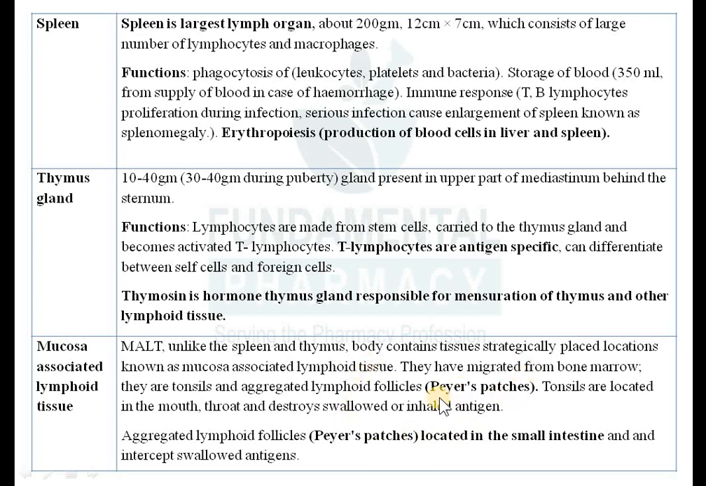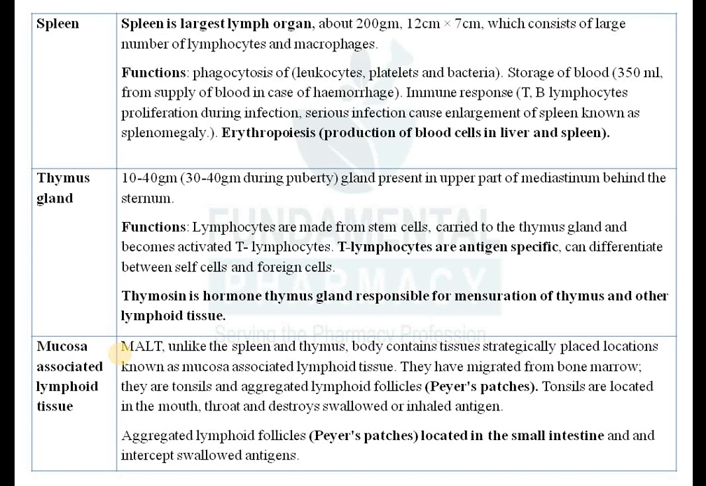So they are strategically placed at a different location known as a mucosa. For example, a group of lymphoid cells are placed in different organs for a specific work strategy. For example, they are placed in your tonsils. Okay, the tonsils are there.